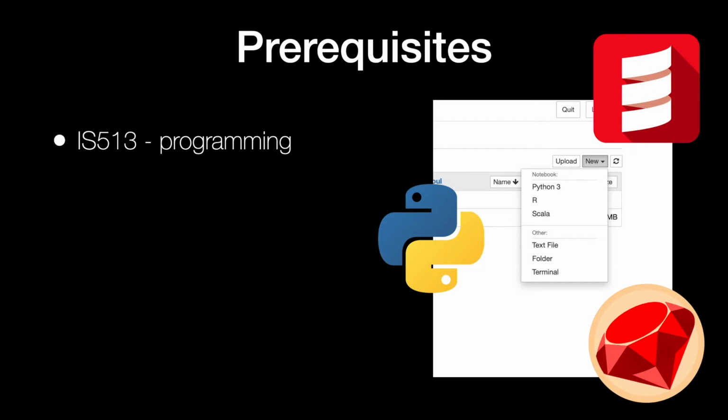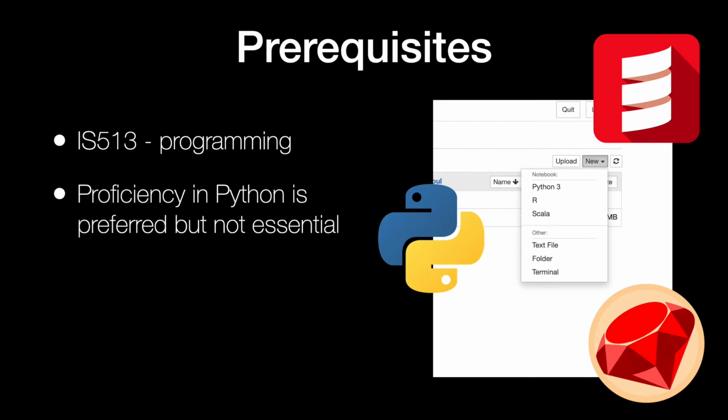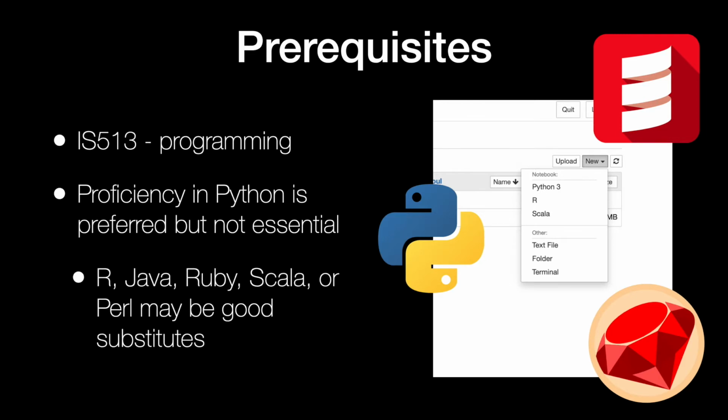In terms of prerequisites, there are 3. IS688, which is primarily programming. I think the title of that class is Programming for Informatics. The idea is for this class, you need to have some programming proficiency. I say a proficiency in Python is preferred, but the language of your proficiency is not essential. You're welcome to use R, Java, Ruby, Scala, or any other language that is at least moderately mainstream that I can understand or will not be hugely cumbersome to run or analyze for your semester project, which we'll talk about.